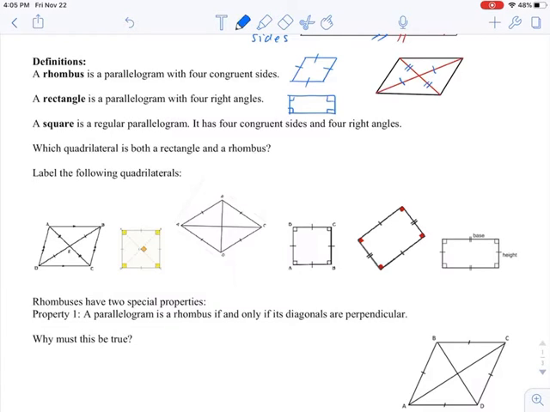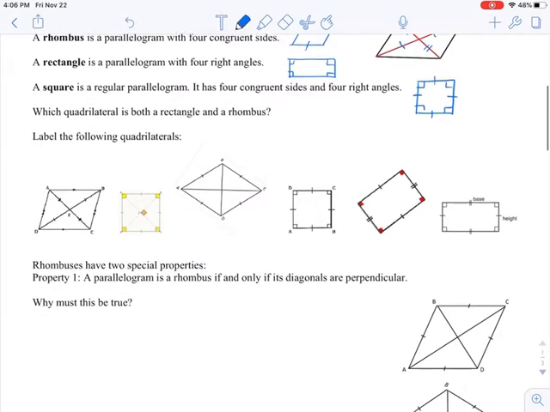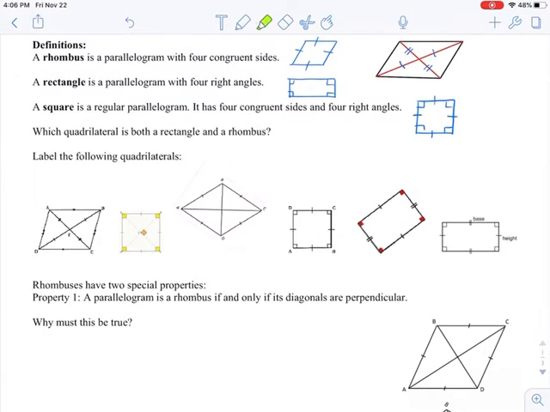And a square is a regular parallelogram. It has four congruent sides and four right angles. So if I were to sketch a square, I would draw a familiar figure with four sides of equal length and four right angles. And the square is kind of magic because the square, there's our square, is both a rectangle and a rhombus. It's a rectangle because of its right angles, and it's a rhombus because of its sides of equal length.